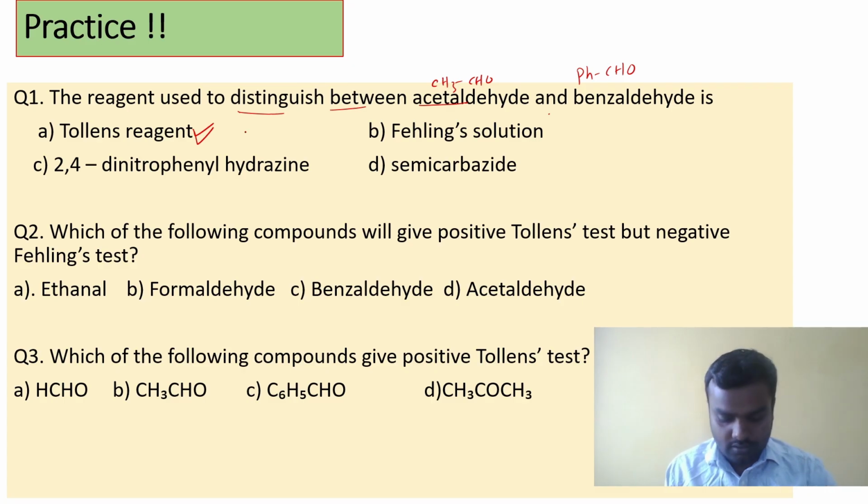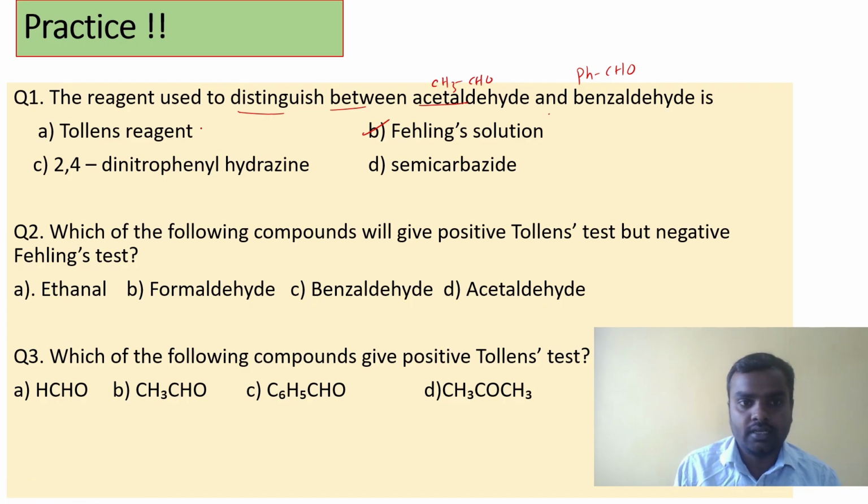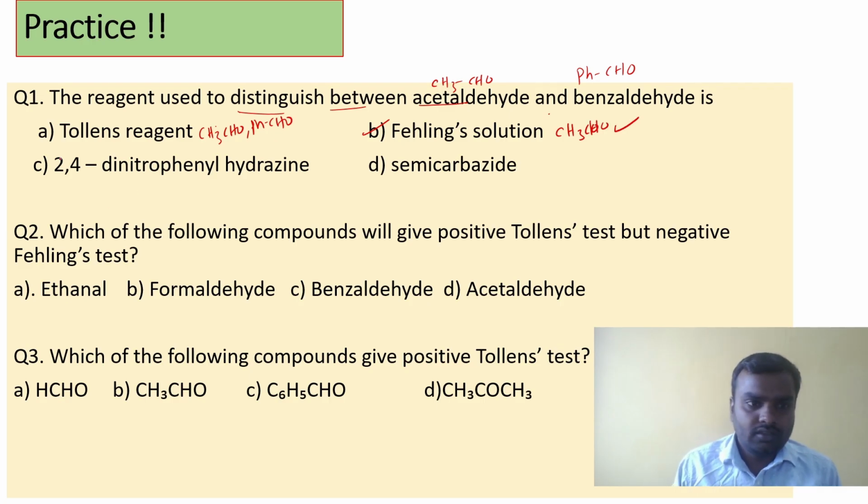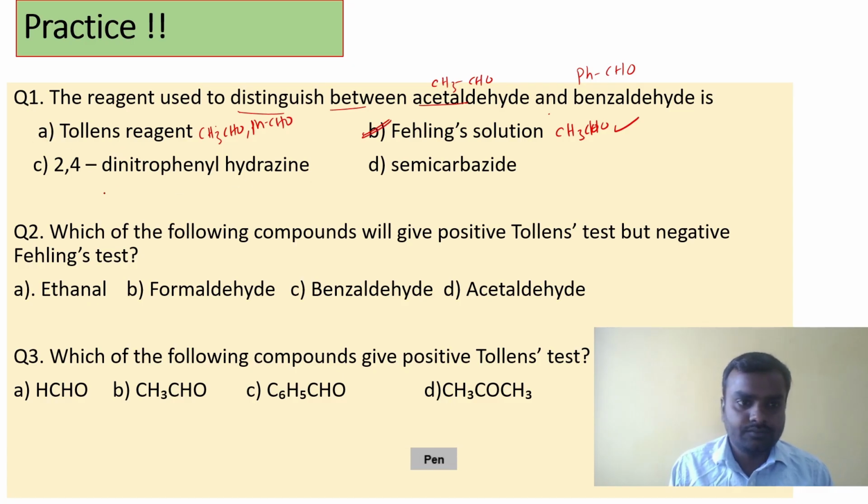Fehling's solution cannot give the test for aromatic aldehydes, but Tollens reagent will give the test for both aromatic as well as aliphatic aldehydes, like HCHO and CH3CHO. Fehling's solution will not give the test for aromatic aldehydes, only aliphatic ones. So option B is the right answer, not A.